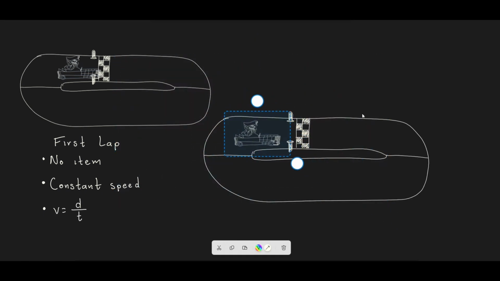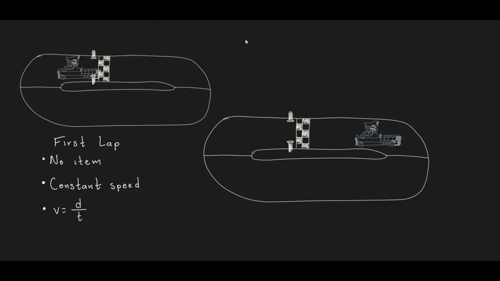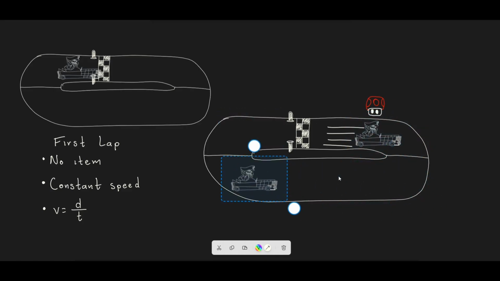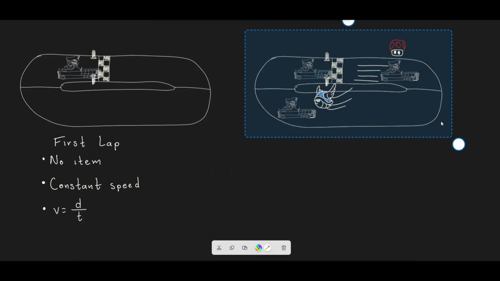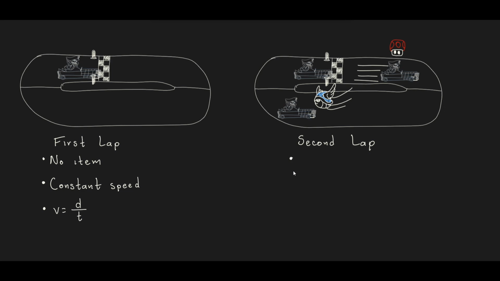Then he completed the second lap using a mushroom, but then he got hit by a blue shell. In this case, it's clear that he had an acceleration when he used that mushroom and a deceleration when he got hit by the blue shell. There was a change in speed. He sped up and then slowed down during the lap, so he finished that second lap with the same time as the first one. His speed in the second lap is the same as the speed in the first lap because it's the same distance traveled and the same amount of time.